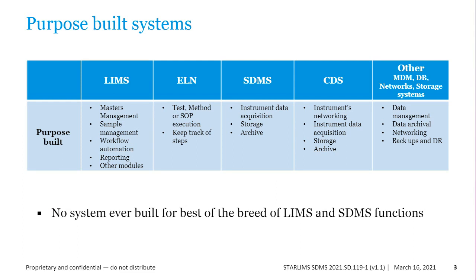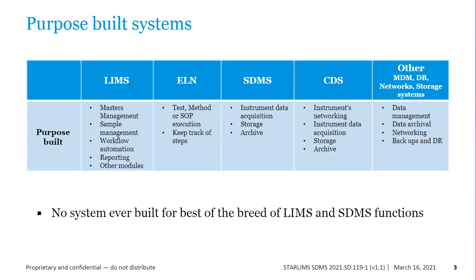So predominantly we see in the lab automation space LIMS, ELN, SDMS, chromatography data systems, and other data management systems. There are several others, but predominantly these are the solutions that most of you must be aware of. When you look closely, LIMS systems are built for master data management, sample management, workflow automation, reporting, and many other modules. And ELNs are built for executing tests, methods, SOPs, and keeping track of various steps in day-to-day lab practices. Whereas SDMS are built for a very different purpose.